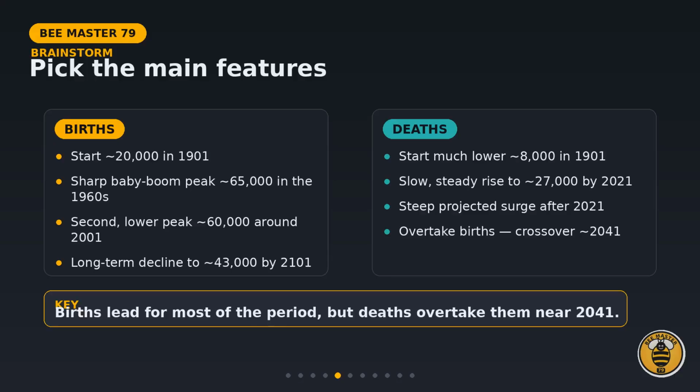So what are the main features? For births, they start low, surge to a baby boom peak in the 1960s, and then decline in the long run. For deaths, they start much lower, but rise dramatically later and overtake births. The single most important moment is the crossover at around 2041.